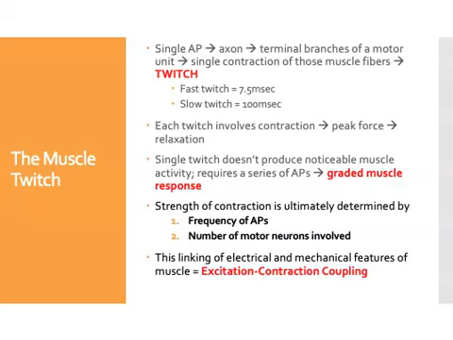Now, when we discuss motor units and multiple motor units joining together in graded muscle response, what we're talking about is a coming together of the nervous system and the skeletal muscle in what we refer to as excitation-contraction coupling. The excitation from the nervous system, the mechanical contraction from the skeletal muscle. Those two things are tightly coupled.